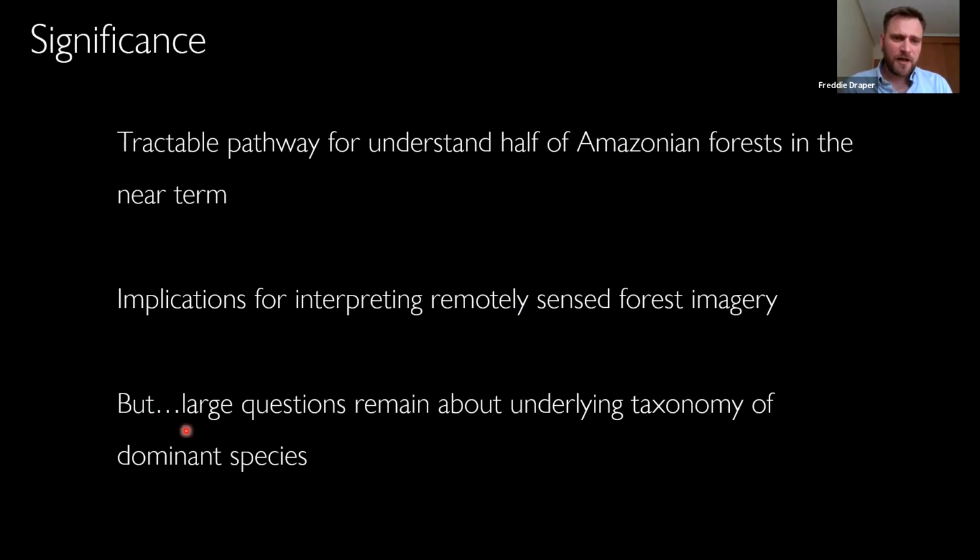But I think there are some really large and important questions about the underlying taxonomy of dominant species. And here we're talking about dominant species, but what about those very rare species I showed in the earlier figures, where we have 10 individuals? How can we be really sure that those have a valid species name? So I think there's lots of work to be done on taxonomy and working with systematists, but also integrating these new technological approaches.